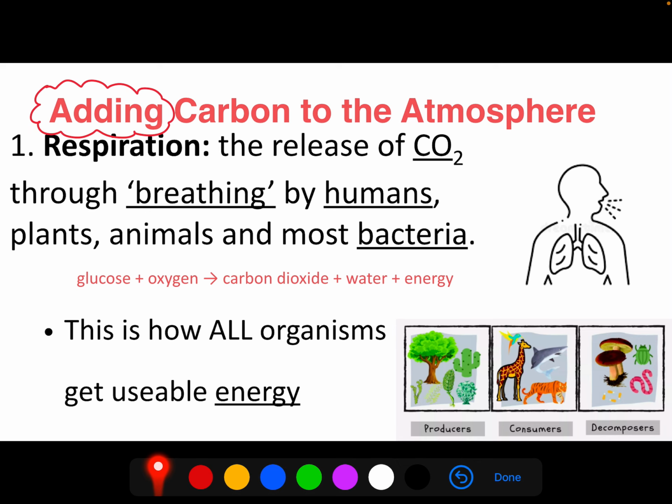So the first one, the release of CO2 through breathing by not only humans, but plants, animals, and most bacteria as well. So each time you and I take a breath, each time your dog pants after a long run, we add CO2 to the atmosphere. And even plants add CO2 to the atmosphere by breaking down that sugar to get energy. This is how all organisms get usable energy. So we need to breathe to get usable energy. So respiration is our first adding to the atmosphere.